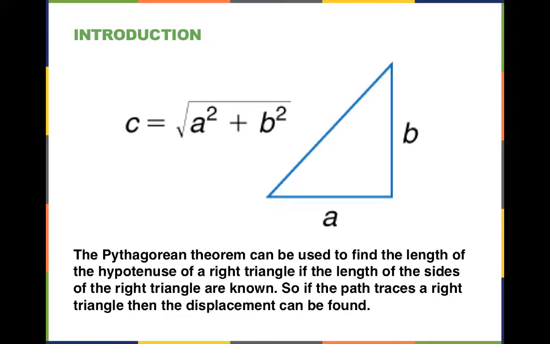Just a little mathematical reminder, a little geometry reminder. Pythagoras in Greece developed a Pythagorean theorem which states that in a right triangle, the length of the hypotenuse is equal to the square root of the sum of the squares of the sides of the right triangle. So, if the path that is taken by an individual is a right triangle, then the displacement can be found by using Pythagoras' theorem.